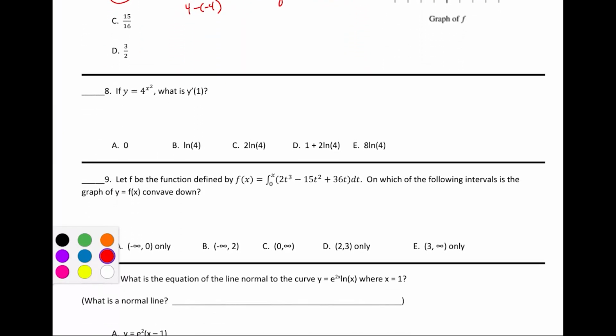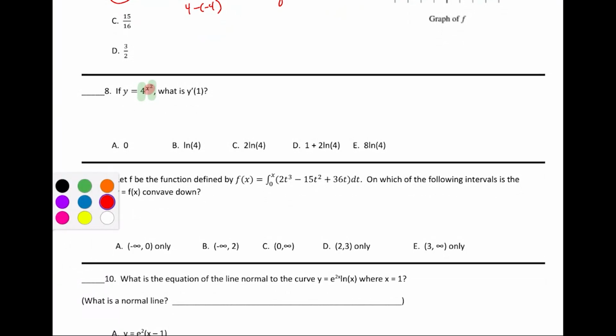Number 8, if y equals 4 to the x squared, what is y prime at 1? So first, we need to find the derivative of this function. We're going to have to use chain rule here, with our outside function being 4 to some power, and our inside function being x squared.